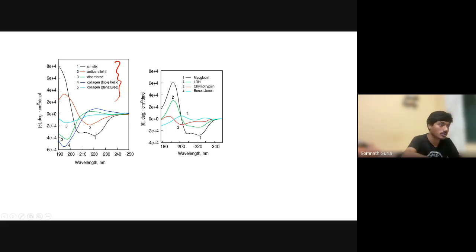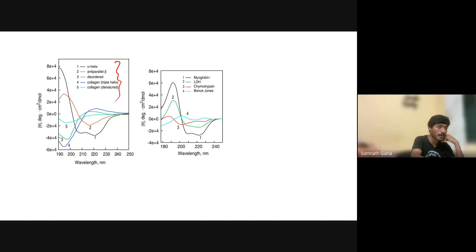Okay, so we have some different proteins over here. One is myoglobin, one is LDH, and one is chymotrypsin, sorry. Sorry about that, my throat is facing some issue. And another is Bence Jones. With respect to these, they recorded the CD spectrum data.